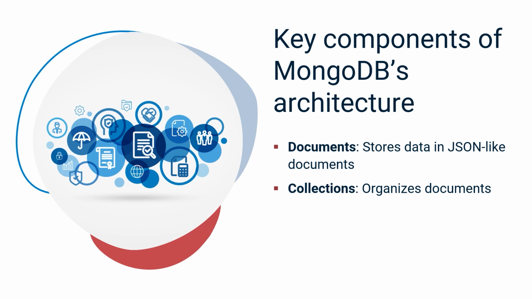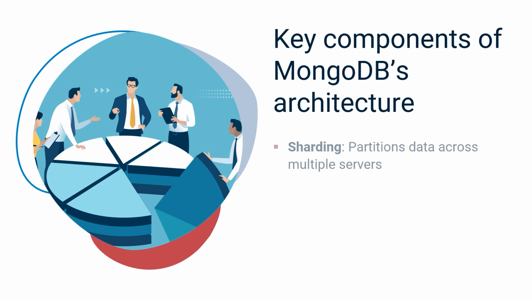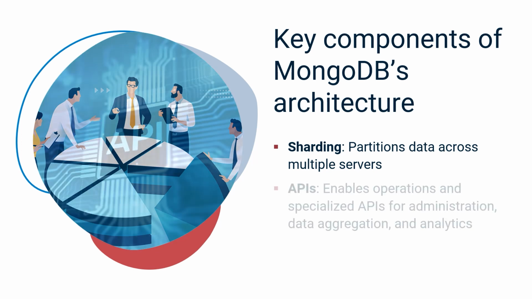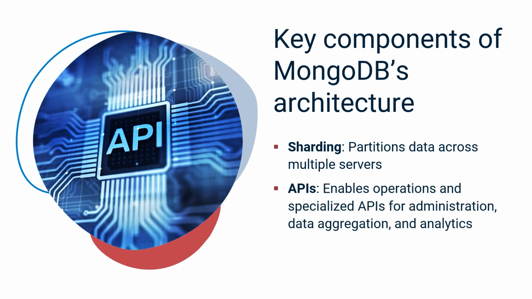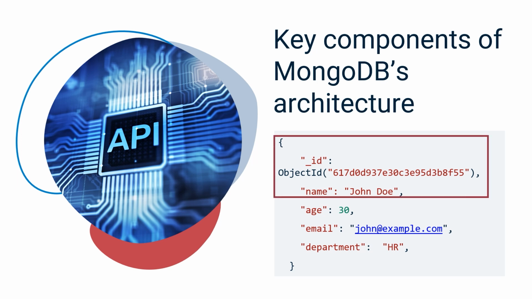Next, MongoDB uses indexes to improve query performance by facilitating efficient data retrieval. MongoDB also uses sharding to partition data across multiple servers, known as horizontal shards. Lastly, MongoDB offers APIs for create, read, update, delete, or CRUD operations, and specialized APIs for administration, data aggregation, and analytics. The displayed code shows how data is stored in MongoDB in the form of key-value pairs. Here, name is the key, and John Doe is the value.